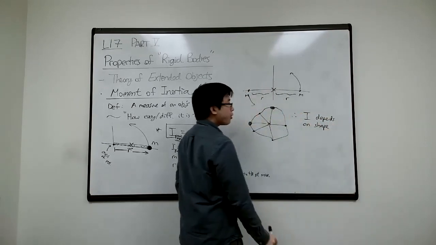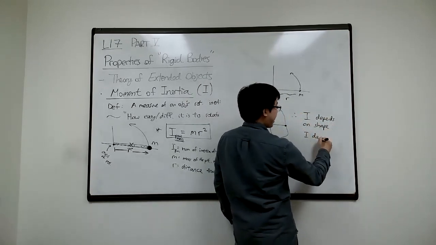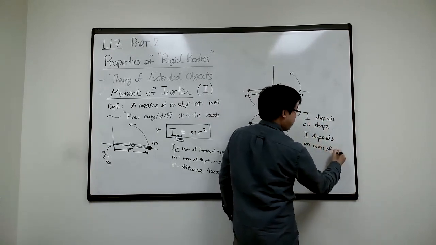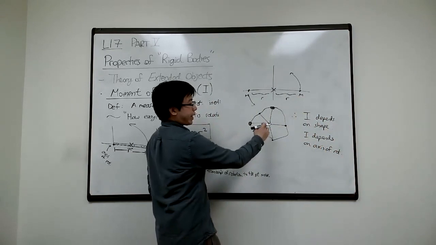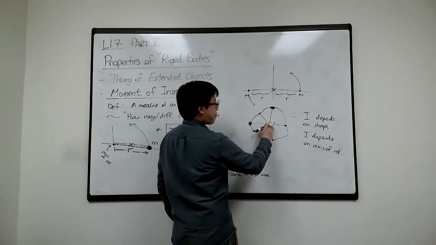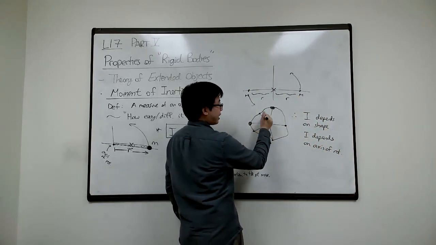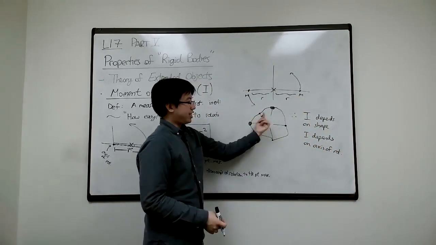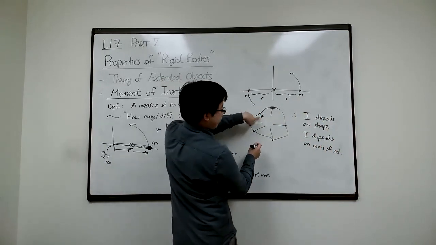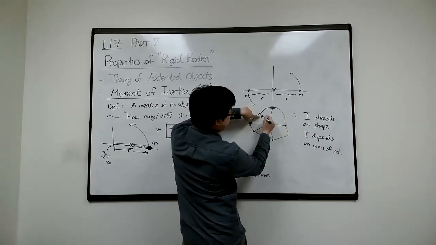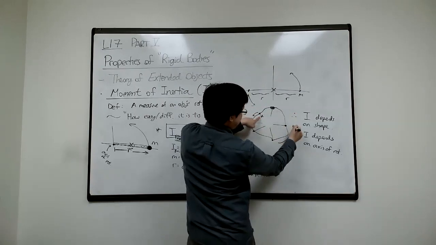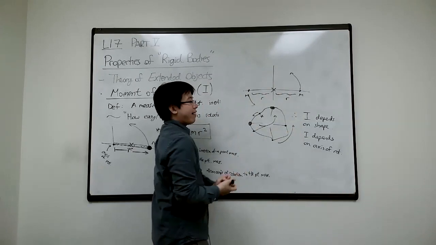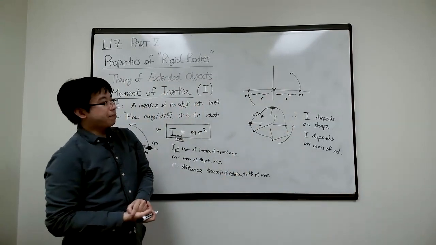But I also depends on the axis of rotation. Notice that, right? Because if I don't rotate about here and I decide to shift it and rotate about here, this time I'm not rotating about the center of this object, but about here, so the whole thing spins around here, like that, right? The whole thing spins about this point. Would it be easier or harder to rotate it?